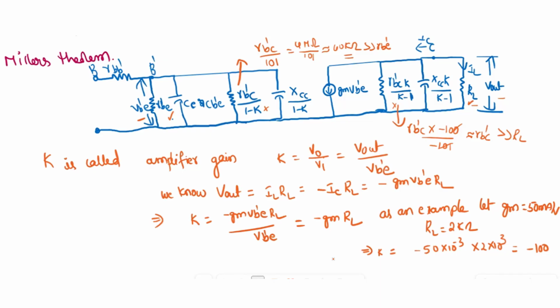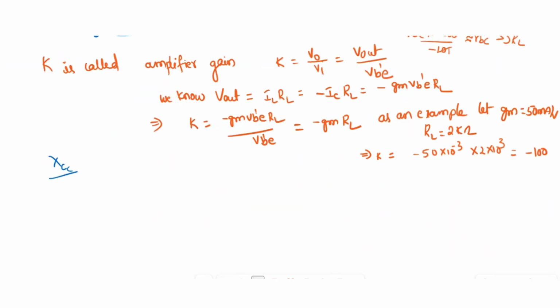XCC by 1 minus K. I'll explain XCC by 1 minus K. XCC by 1 minus K means 1 by J omega Cc by 1 minus K, that is 1 by J omega Cc of 1 minus K. Without the Miller's theorem, the capacitance is Cc. But with the Miller's theorem, the Cc gets multiplied by 1 minus K and it is at the input side.